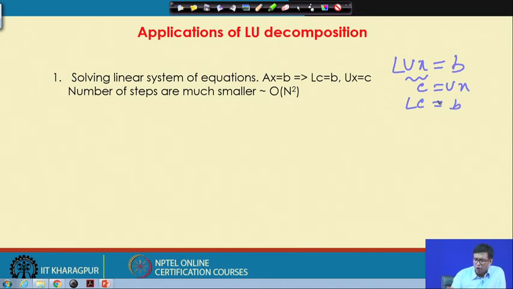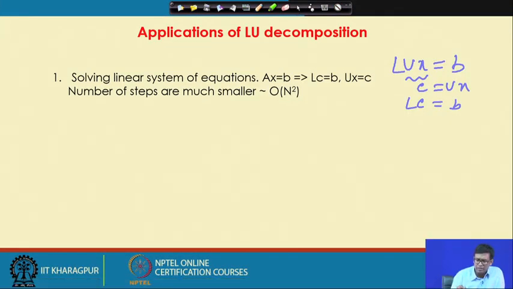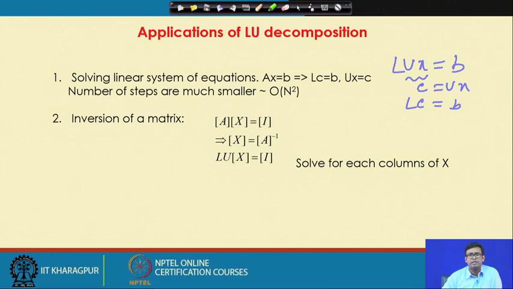And if we already have the LU decomposition, the number of steps is much smaller compared to the Gauss elimination process; the number of steps is n squared. That is why we discussed the algorithms for LU decomposition, which can give us this decomposition avoiding the typical Gauss elimination process. The other application is inversion of a matrix.